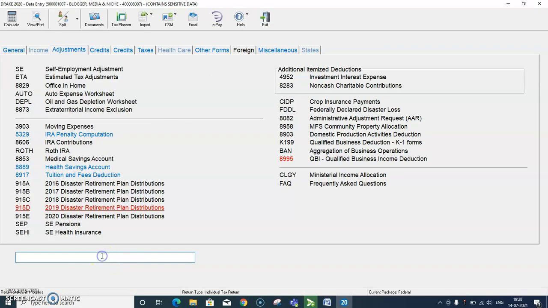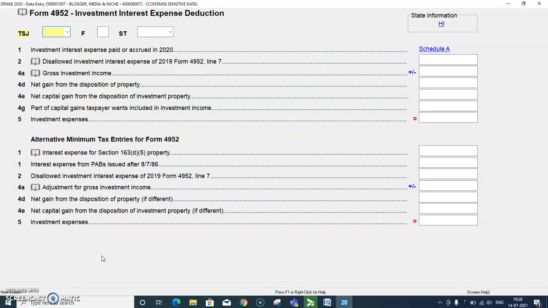This is our software, Drake. So Form 4952, Investment Interest Expenses Reduction. This is basically included in Schedule A itemized deduction. I will show you that also.